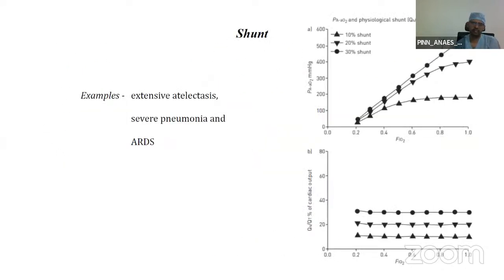So shunt can be seen in extensive atelectasis, severe pneumonia, and ARDS. So what happens to the alveolar arterial oxygen pressure difference in case of shunt? Here we have 3 kinds of shunt: a 10% shunt, 20% shunt, and 30% shunt. With increasing shunt, the AA gradient keeps on increasing.